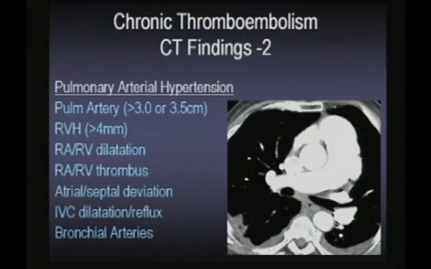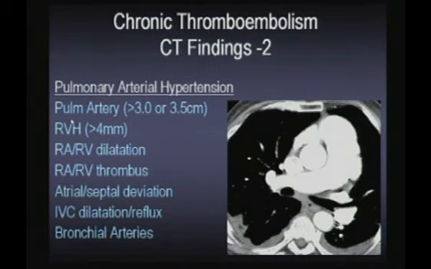Now, key to the determination of chronic thromboembolic disease is the presence of pulmonary arterial hypertension, and this has quite significant overlap with the features of right cardiac strain that I demonstrated to you earlier in patients who have massive pulmonary embolism. But the key differentiation is the chronicity of the findings.